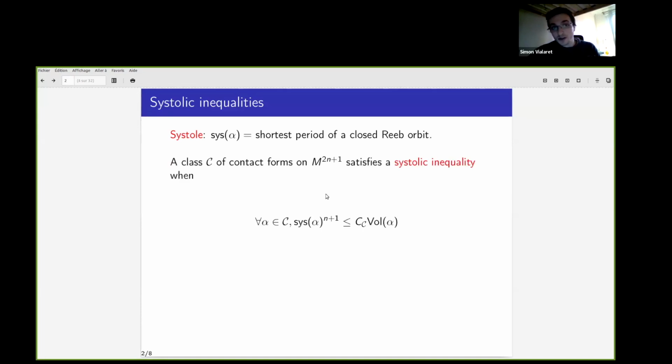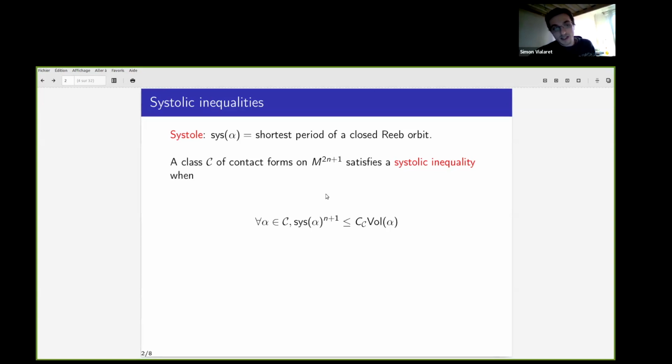And we will say that a class of contact forms, by class of contact forms I just mean a subset of the set of all contact forms on some given manifold, satisfies a systolic inequality whenever there is a constant depending on this set, such that for all contact forms in this class, the systole to the right power, so in dimension 2n+1 we look at the systole to the n+1, is less than this constant times the volume.